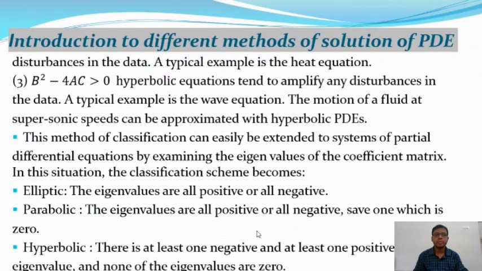Okay, and this is the nature. If all the eigenvalues are positive or negative, then we will get the elliptic conic. If the eigenvalues are all positive or negative, and at least one is 0, then it is a parabolic conic. Or if at least one eigenvalue is negative and at least one is positive, and none of the eigenvalues are 0, then we will get the hyperbolic conic. So let us move on to the next slide.